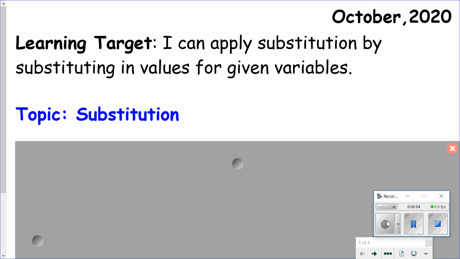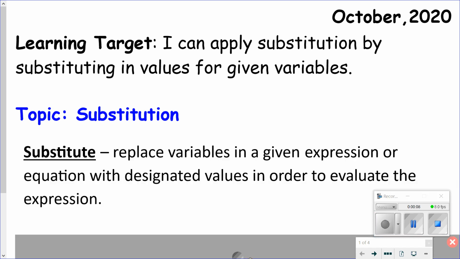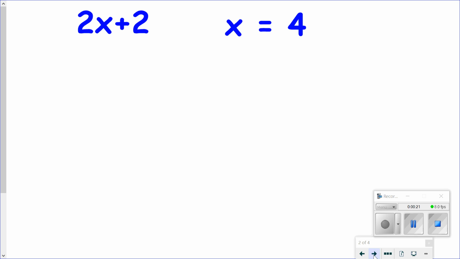Hi everyone, today we're going to be working on substitution. To substitute means to replace variables in a given expression or equation with the designated values in order to evaluate the expression. What that means is we're going to take an expression and substitute a numerical value in place of a variable.